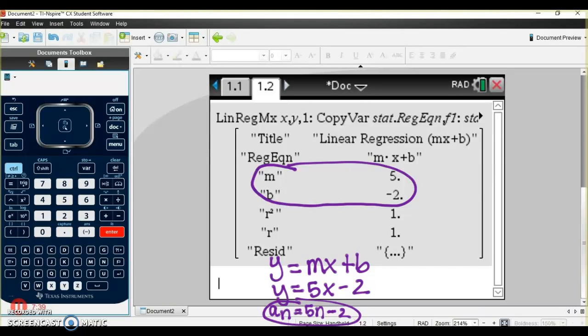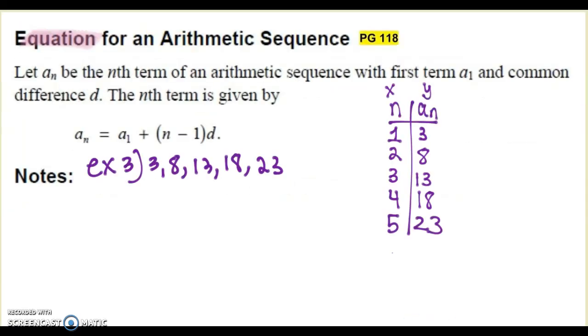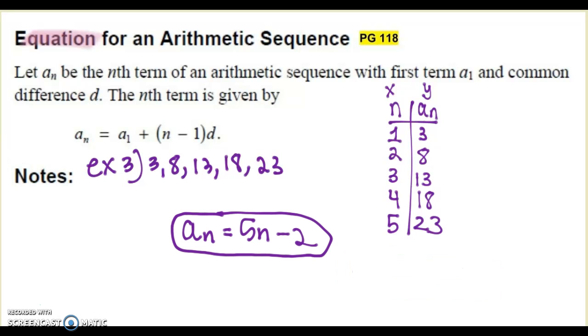So let's go back to our paper, and we'll pull up the problem we're looking at. So according to the calculator, we got a sub n equals 5x minus 2. Oh, not 5x, 5n minus 2. And so this equation is going to describe every single term in this sequence. And we can use this equation to help us find other terms or other values of terms.